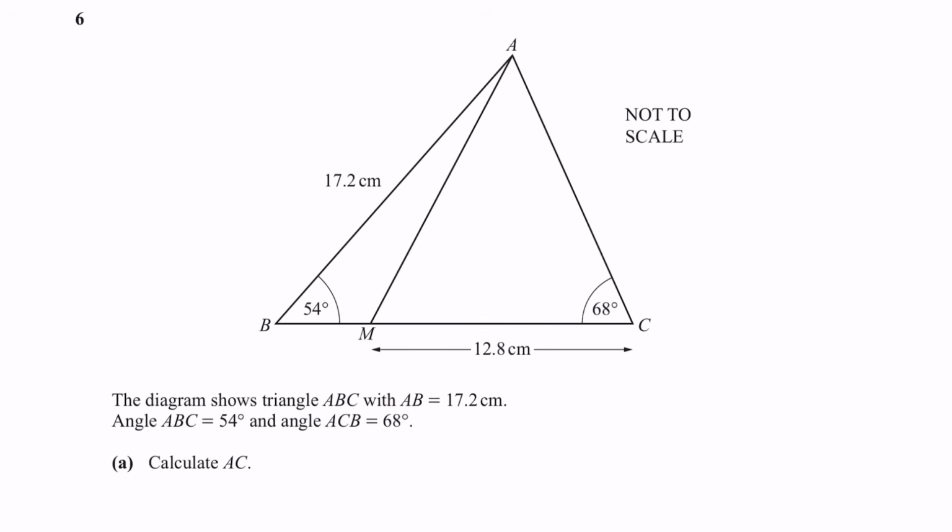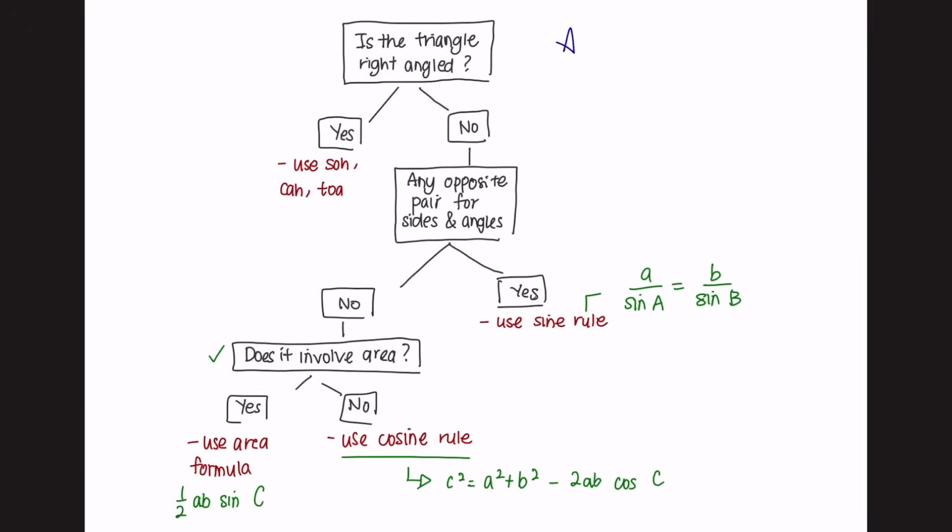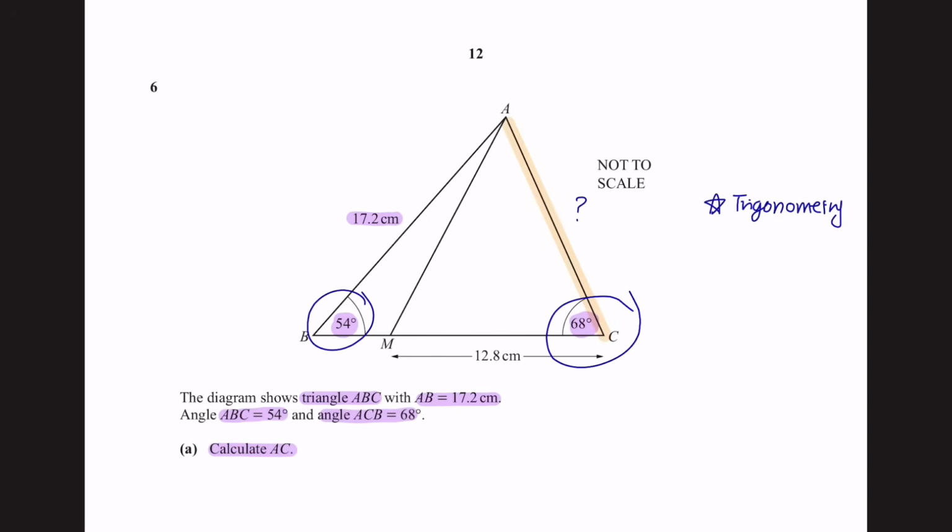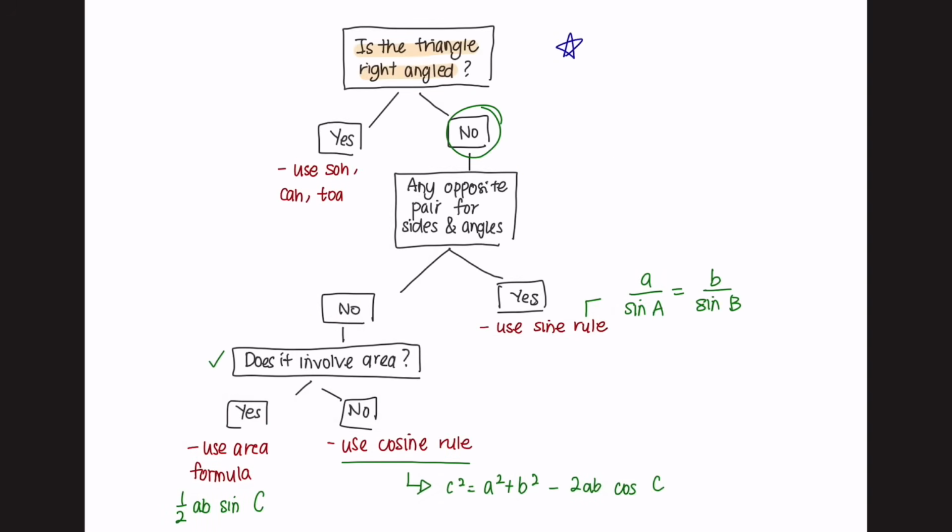Question 6. The diagram shows a triangle ABC with AB equals 17.2 centimeters. The angle ABC is 54 degrees and angle ACB is 68 degrees. Calculate AC. So we're looking to find the side A to C. This question is related to applying the rule of trigonometry. Whenever you get a question on trigo, ask yourself these questions. Is the triangle right angled? There is no 90 degrees anywhere here, so this is not a right angle triangle.